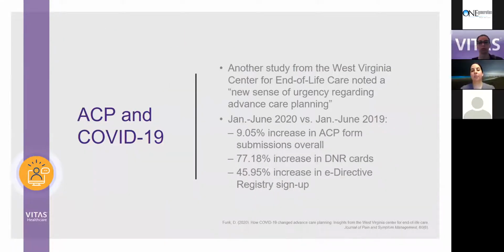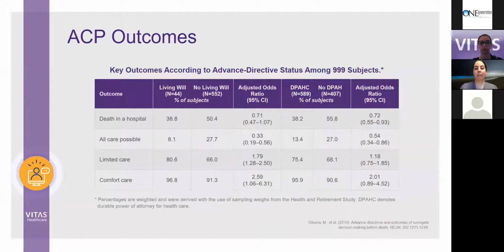Another study from the West Virginia Center for End-of-Life Care noted a new sense of urgency regarding advanced care planning. Comparing the first 6 months of last year to the first 6 months of the previous year, there was a 9.05% increase in advanced care planning form submissions overall, a 77.18% increase in DNR cards, and a 45.95% increase in the e-directive registry sign-up, which is an electronic advance directive registry that they had in this study.